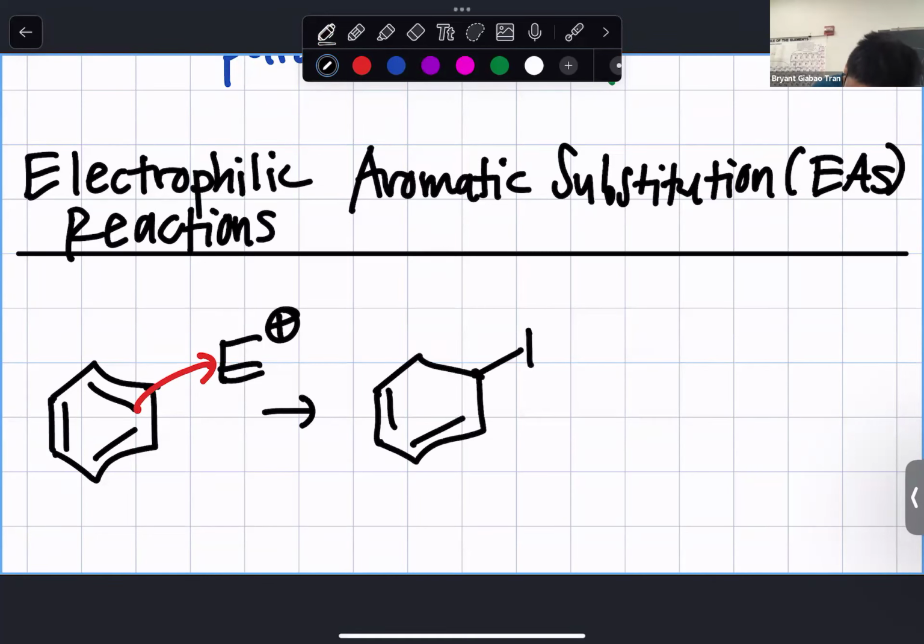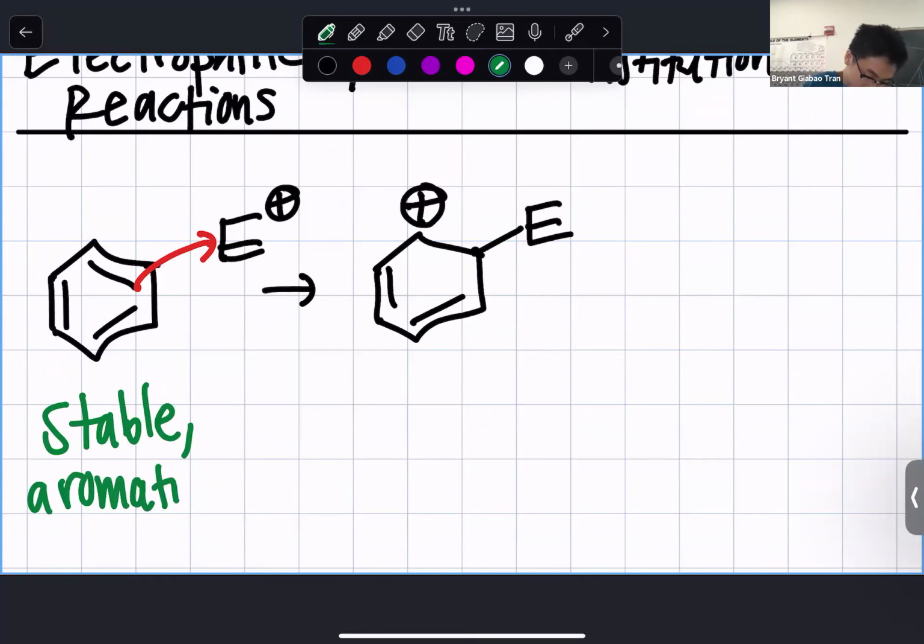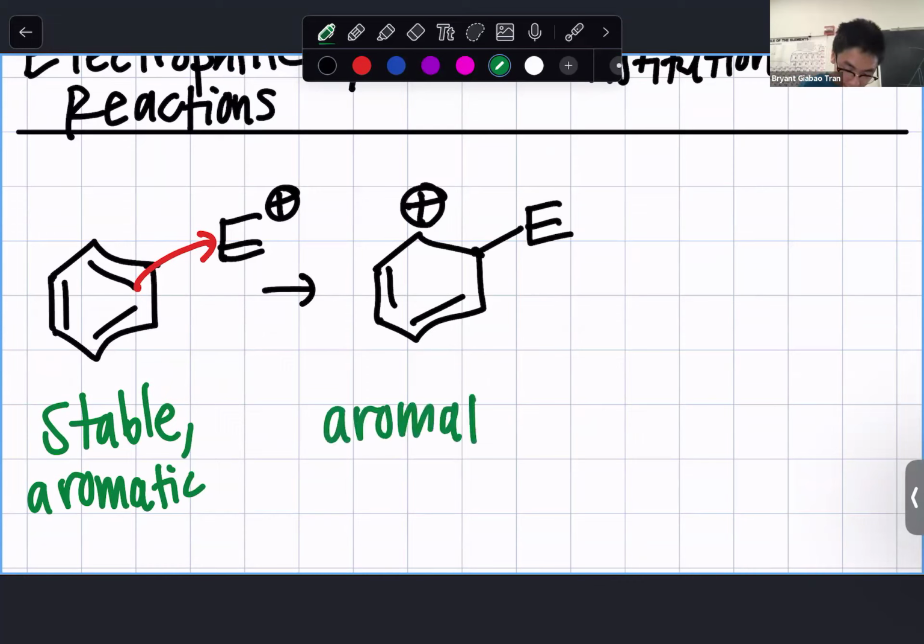When that happens, we get that electrophile attached to the carbon that attacked it. That means this carbon right here on the other side lost the bond, giving that carbon a positive charge, a carbocation. Right. This is very unstable because we started with a stable aromatic ring. But once we did this addition reaction, we broke the aromaticity. So in this case, the aromaticity is broken, which became more unstable.